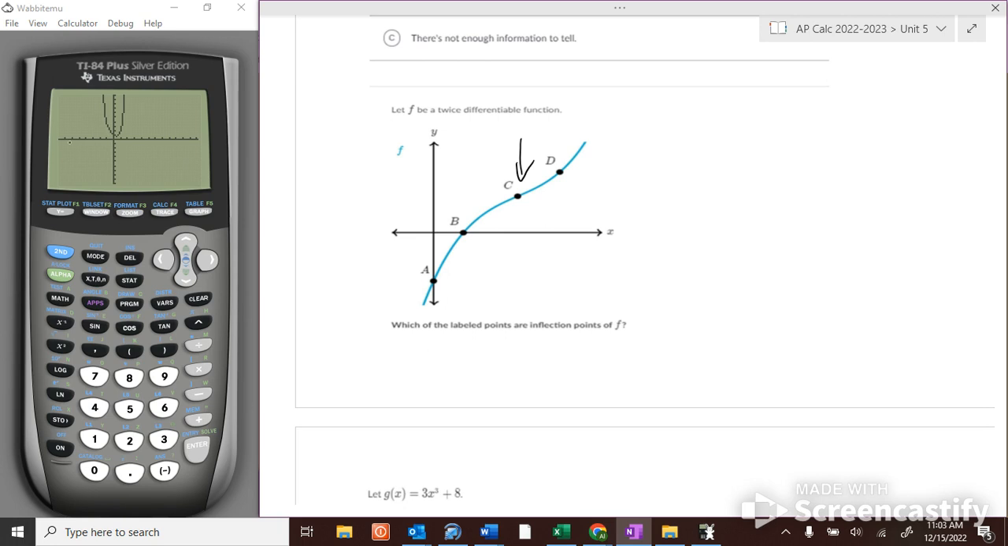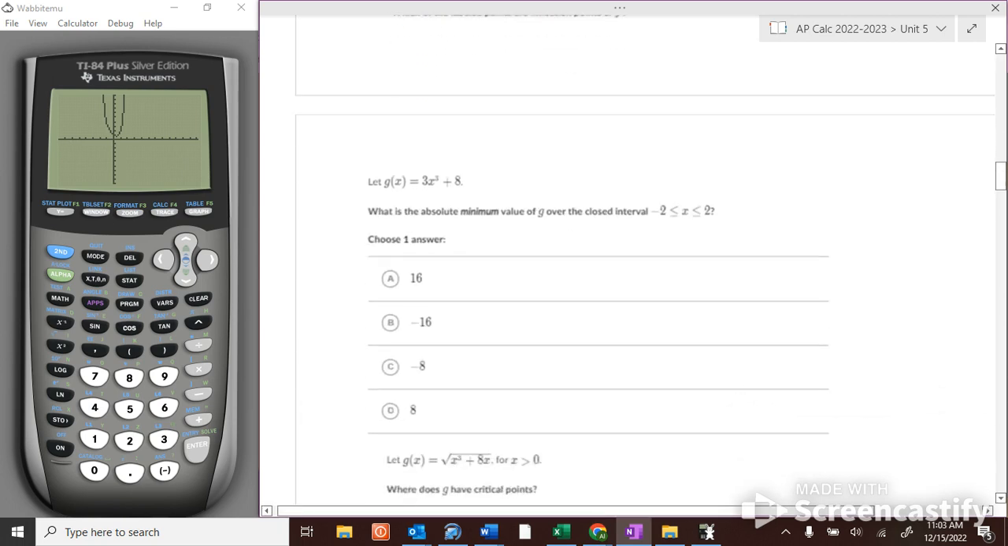I don't think it's B, because it still looks like it's going downward through there. But then it starts to go upward. An upward bowl, downward bowl. So I think C is the only one.